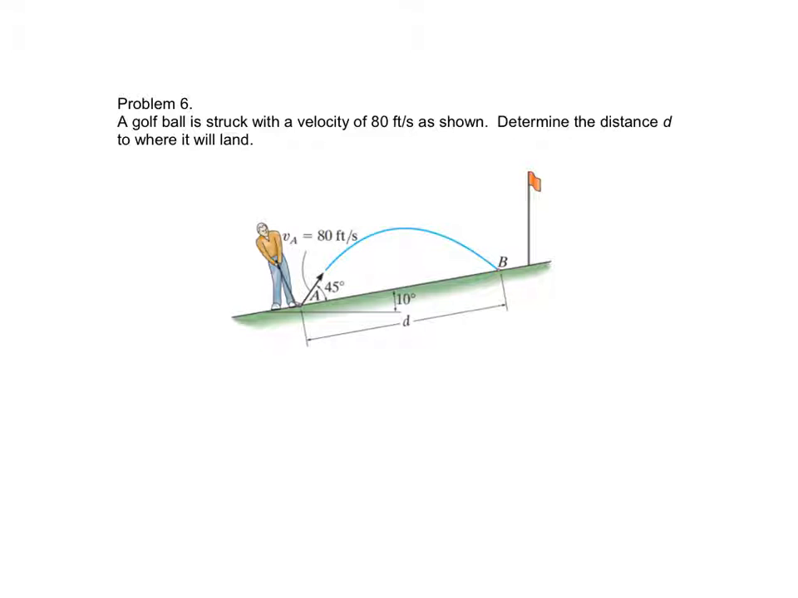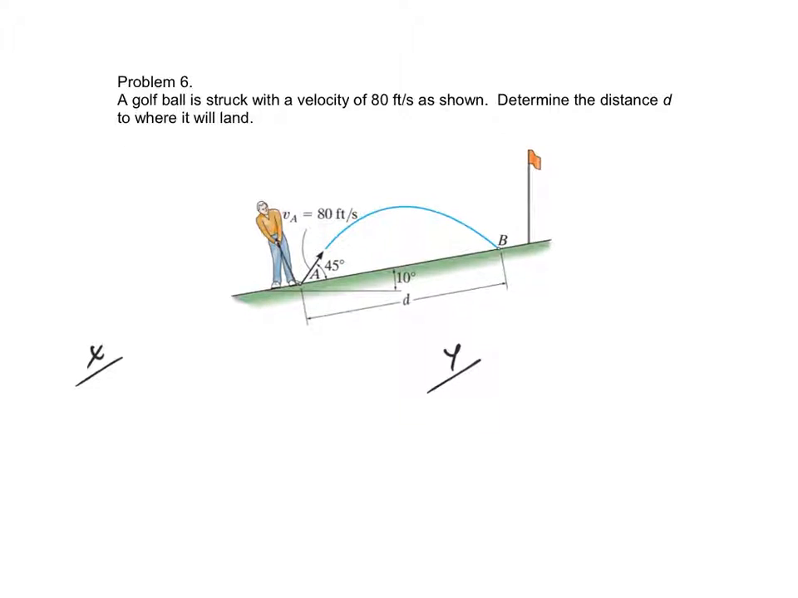So this looks like a projectile problem. A golf ball is struck with a velocity of 80 feet per second as shown. Determine the distance d to where it will land. All right, so projectile problem. I'm going to skip a lot of steps, and I'm going to look at the x direction and the y direction.